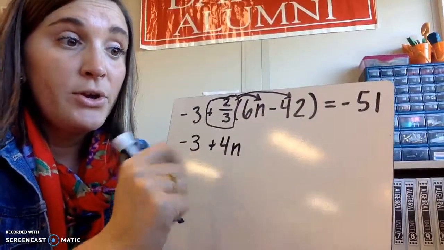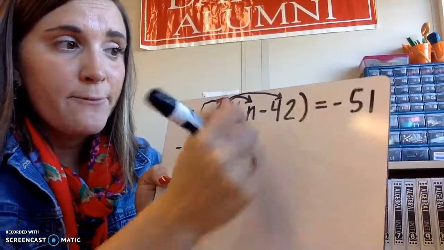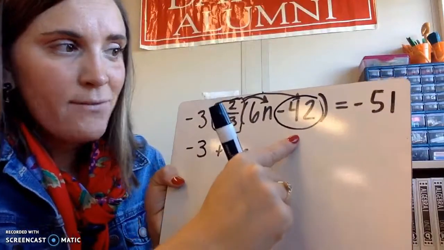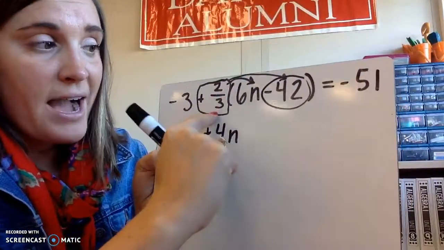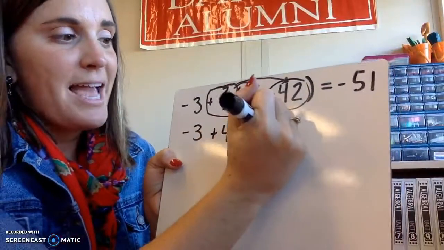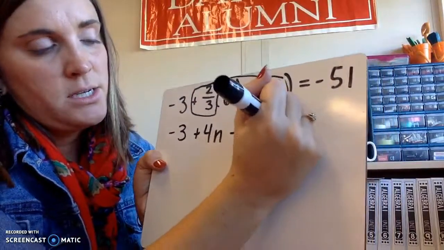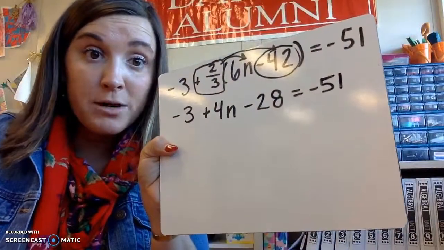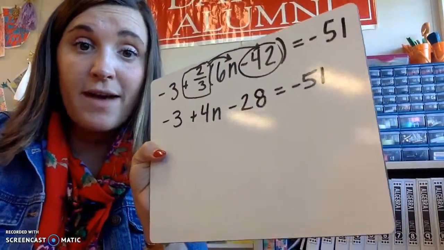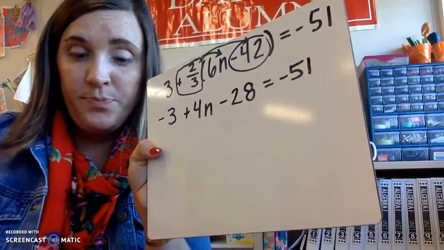Second term, 2 times negative 42 is negative 84. Negative 84 divided by 3 is negative 28 equals negative 51. All right, so I'm going to put this down for a minute, and I'm going to show you on my calculator how I just did that.